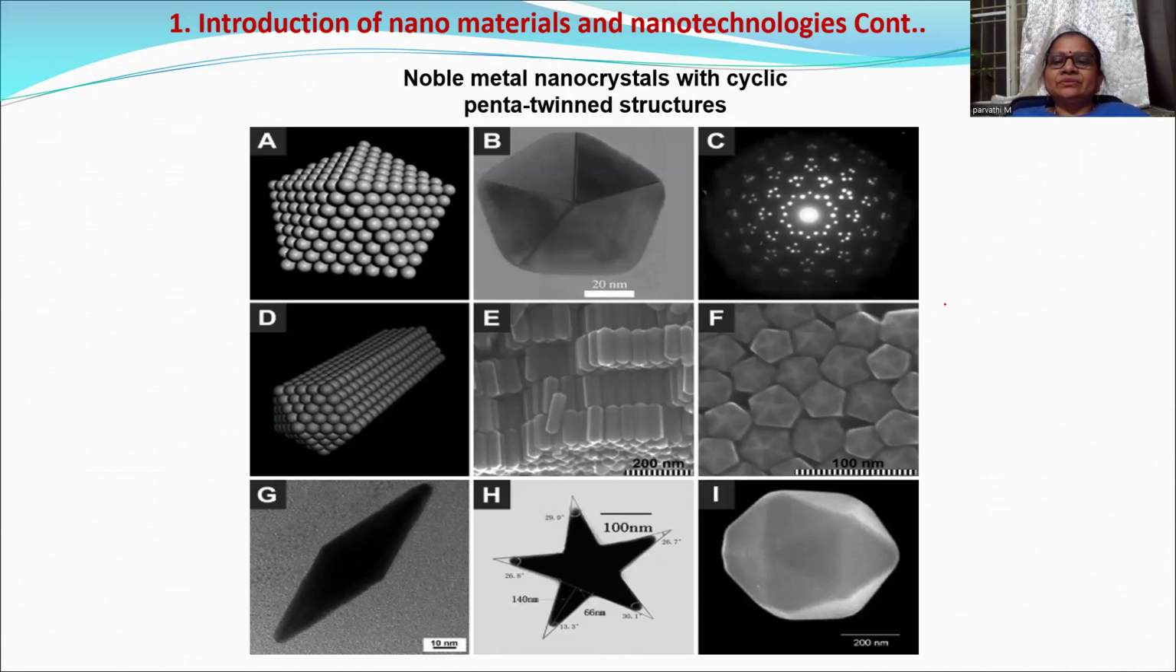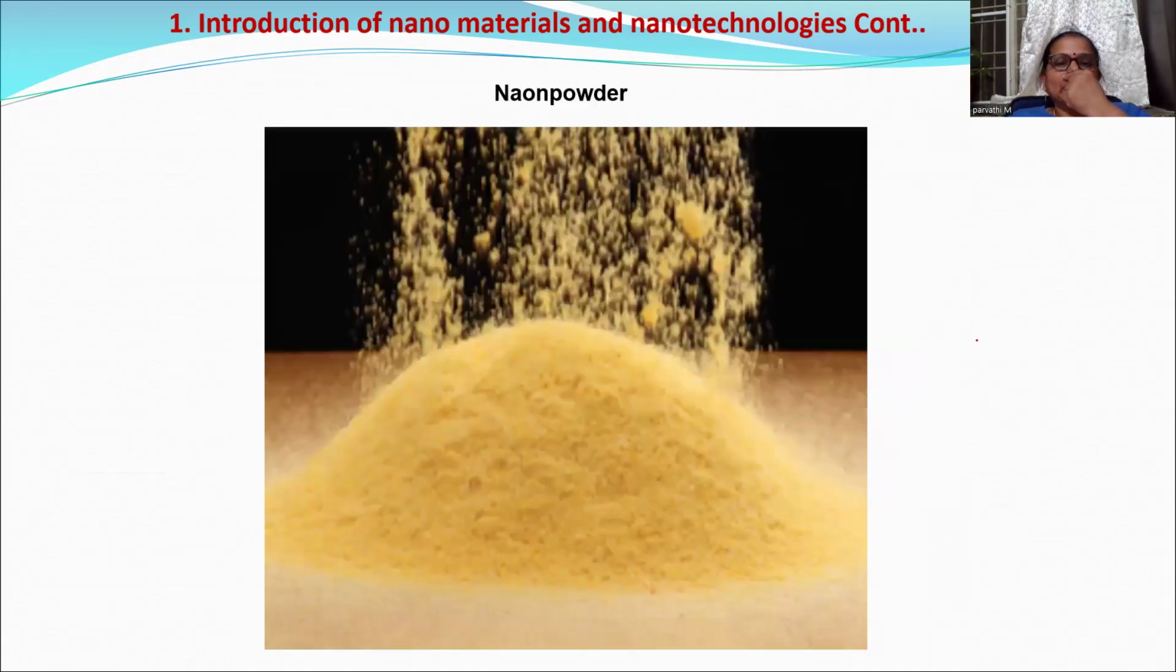Then when it comes to the next slide, a few more examples. So not only 100 nanometer, 200 nanometer, 10 nanometer, but it is also available as a nano grain, like a powder.